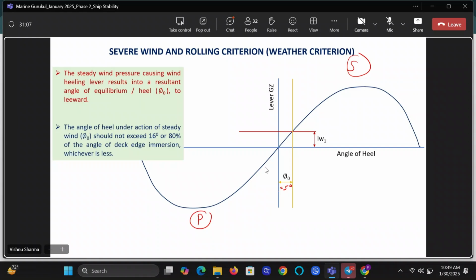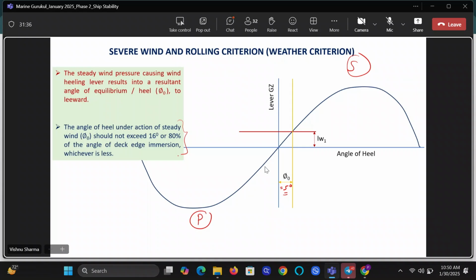I am just taking it as 5 degrees. So are we complying with this requirement of 16 degrees or 80% of a deck immersion? Yes. Now, what does it say? Vessel which is lying heeled 5 degrees to starboard, the lee side. Now the IMO says that she is hit by a wave from starboard side. That means from the lee side. And what does the wave do? Wave will roll the vessel onto the other side.